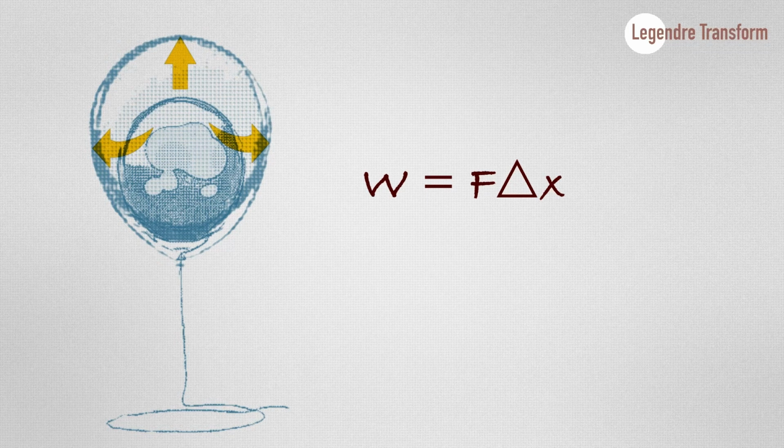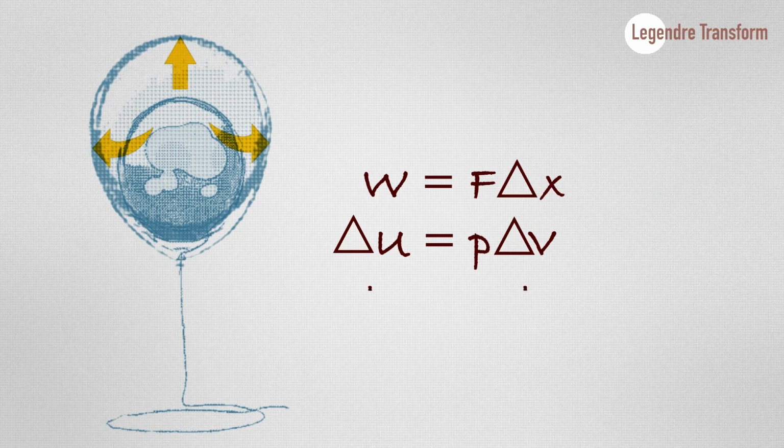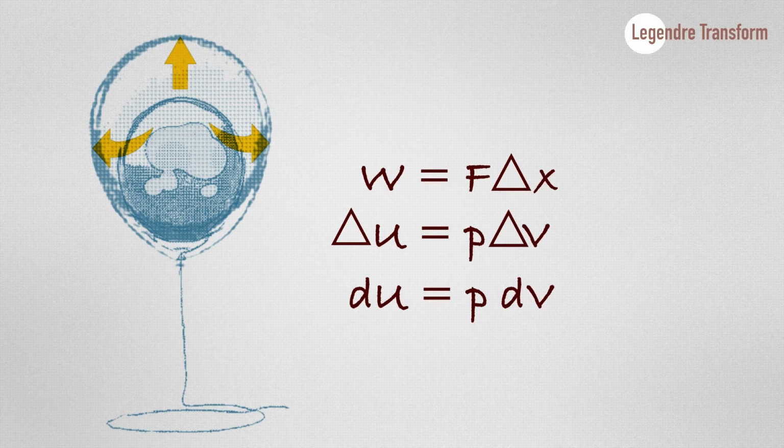We are assuming here that the pressure is constant, which is okay for a very small increase in volume. The work itself is a change of energy. So we would have delta U is equal to P delta V. Now, if we make this change really, really small, so a tiny change, we write a d like this. Tiny change of energy is equal to P times a tiny change of volume.